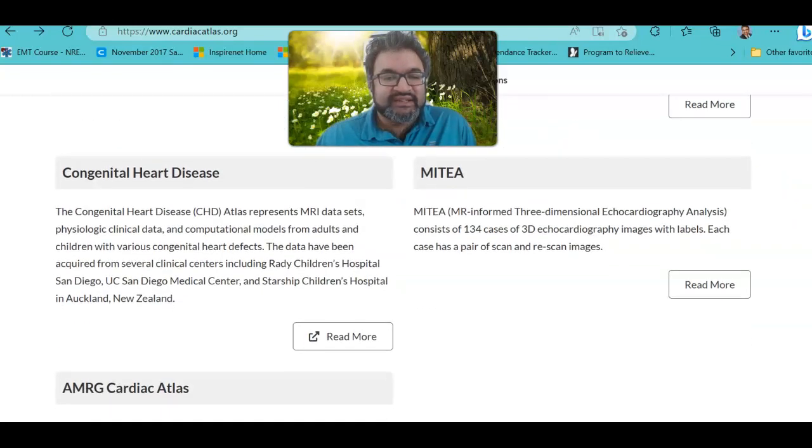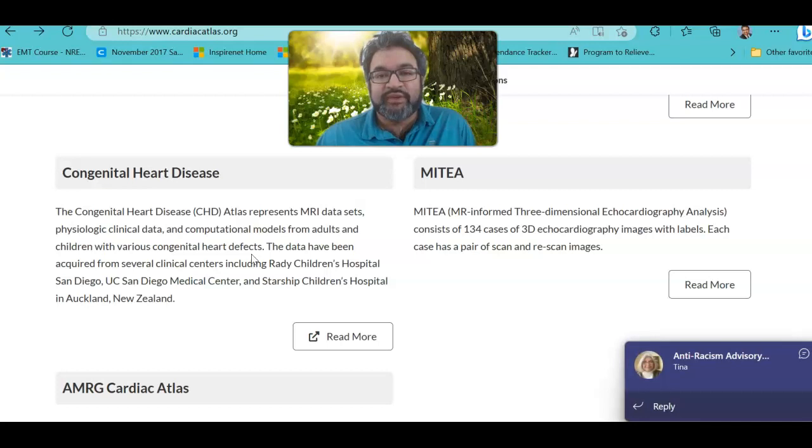So the next one is the Congenital Heart Disease Atlas, and these are extremely hard to come by, which represents MRI data sets, physiologic clinical data, and computational models from adults and children with various congenital heart disease. A lot of the congenital heart disease includes atrial septal defects, ventricular septal defects, and some of the other conditions like tetralogy of Fallot, and then other heart conditions that may take place. And the heart forms within the embryo at week 4.